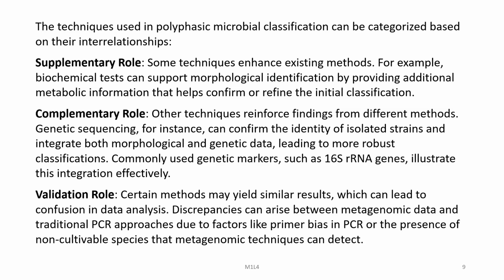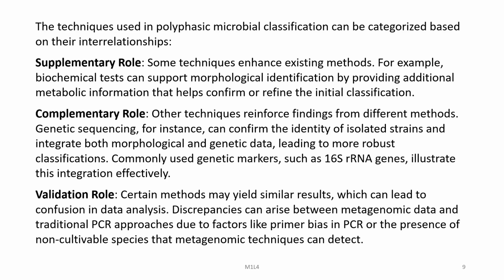Genetic sequencing, for instance, can confirm the identity of isolated strains and integrate both morphological and genetic data, leading to more robust classifications. Commonly used genetic markers such as 16S rRNA genes illustrate this integration effectively. We will be discussing some of these methods in detail later. Many times these alternative methods play the role of validation.